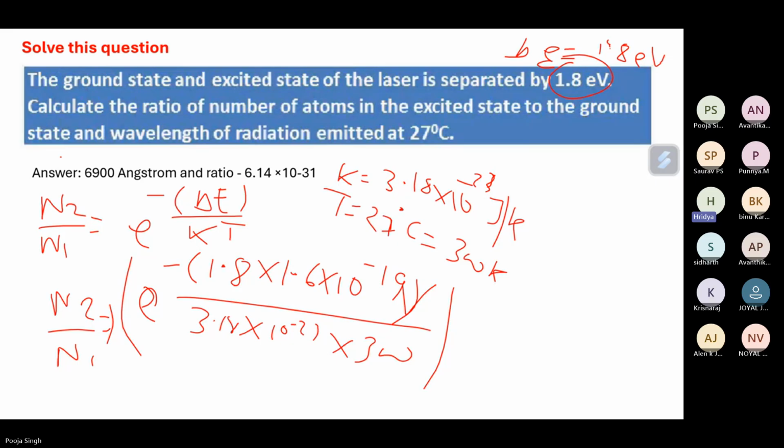I have a question. Isn't the Boltzmann constant 1.3806 into 10 to the power minus 19? Yeah, it will be 1.38. Sorry, 1.38.